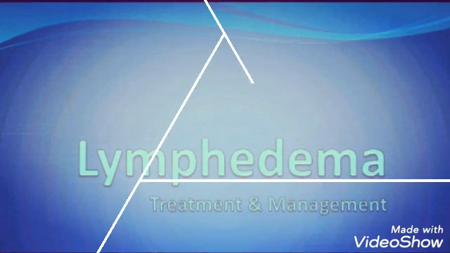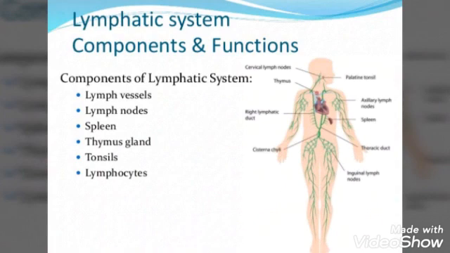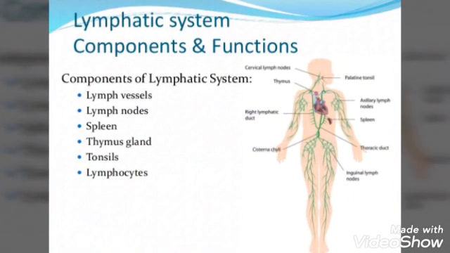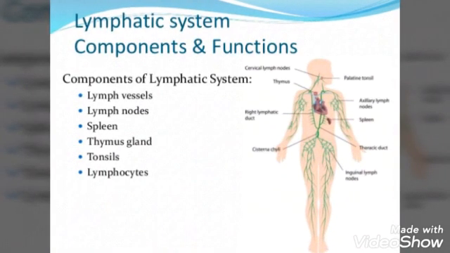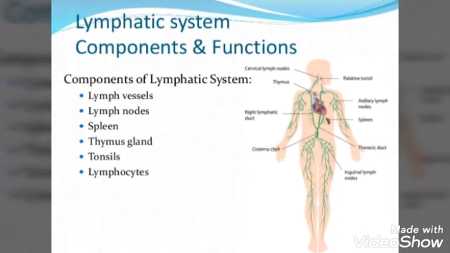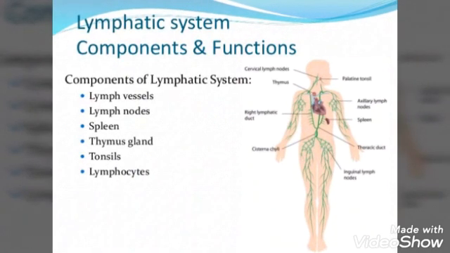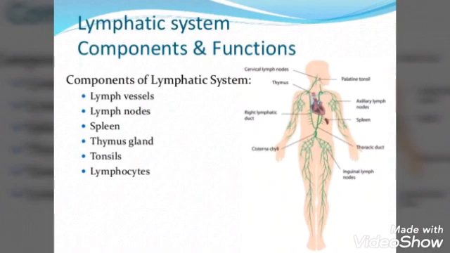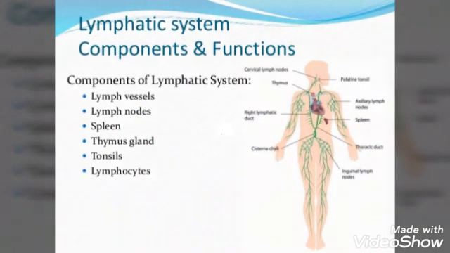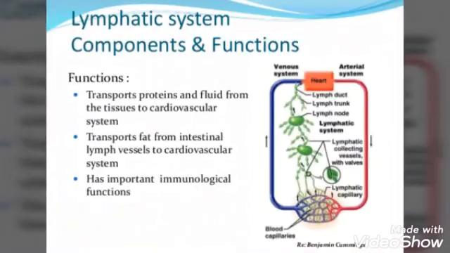So we'll see what the parts of the lymphatic system are. This mainly involves lymph vessels, lymph nodes, spleen, thymus gland, tonsils, lymphocytes. So these are the parts of the lymphatic system. Now we'll see the functions they are serving.